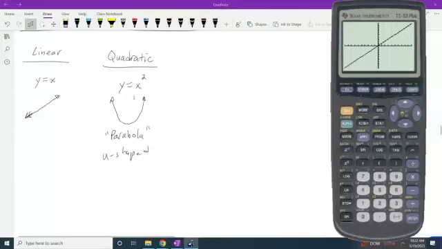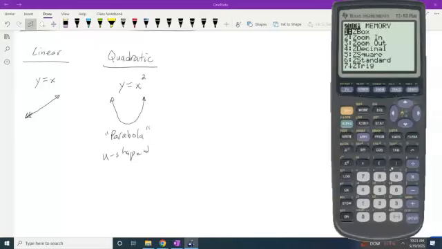Next, we're going to graph this quadratic equation, y is equal to x squared. So I'm going to go back to y equals, and I'm going to put in x again, and this time we're going to square it. And if you graph, I'm going to use zoom 6. Notice it forms a parabola or a U shape.